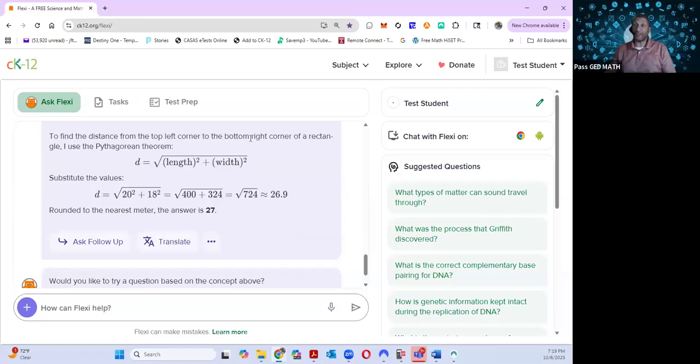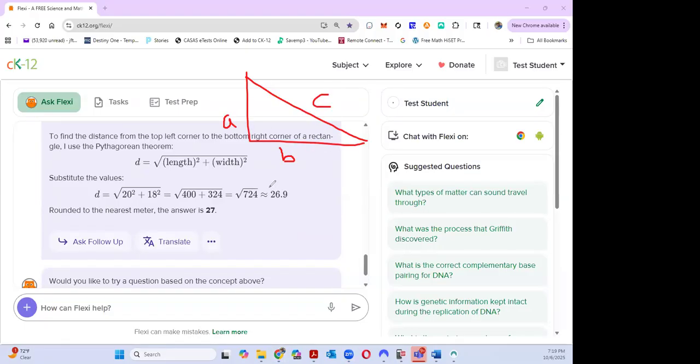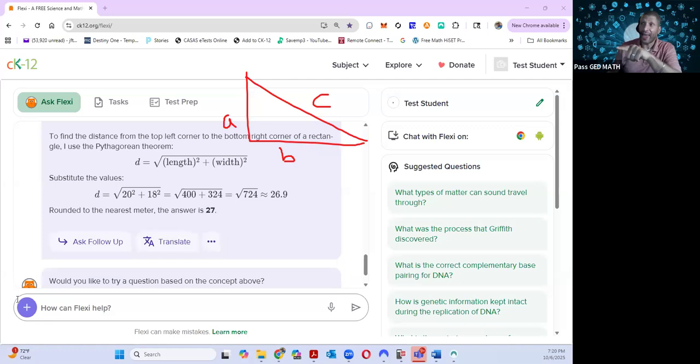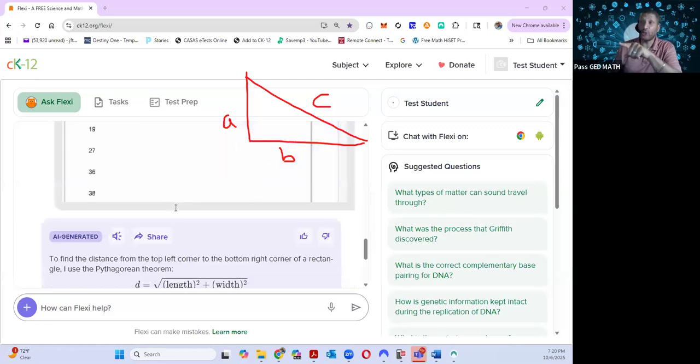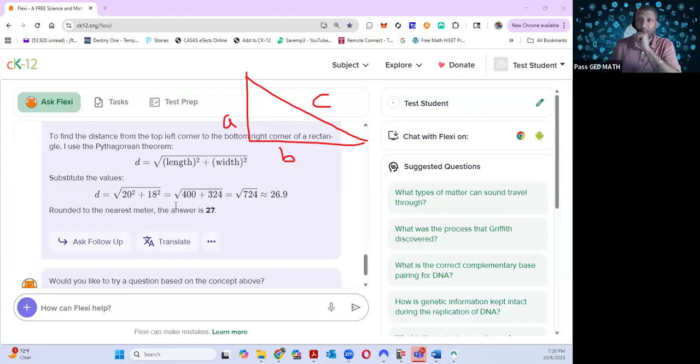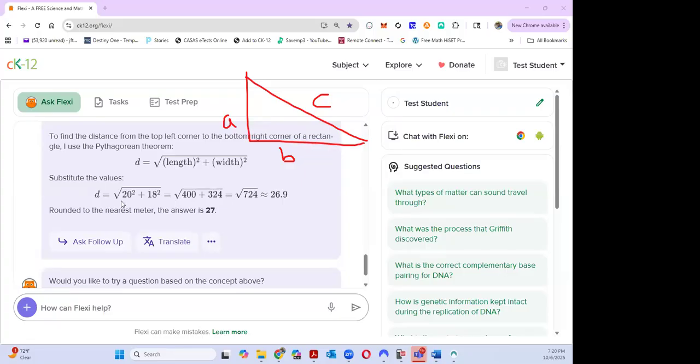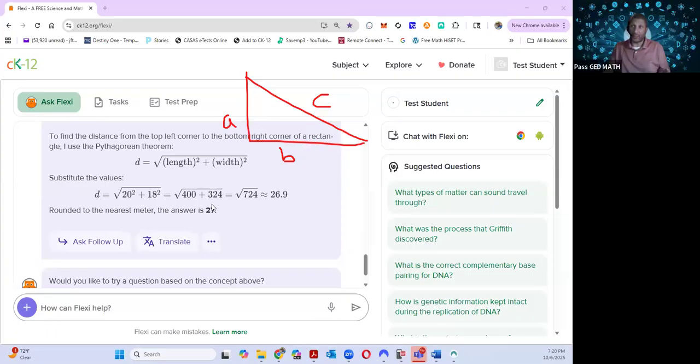To find the distance from the top left to the bottom right corner of a rectangle, I use the Pythagorean theorem. It's the square root of length squared plus width squared. Again, I use A, B, and C. So A would be the length, B would be the width, because in the picture, A is your length and B is your width. That's why they said length squared plus width squared. But look at that. It tells you how to do it. 20 squared plus 18 squared. Boom. It goes step by step and then rounds off.